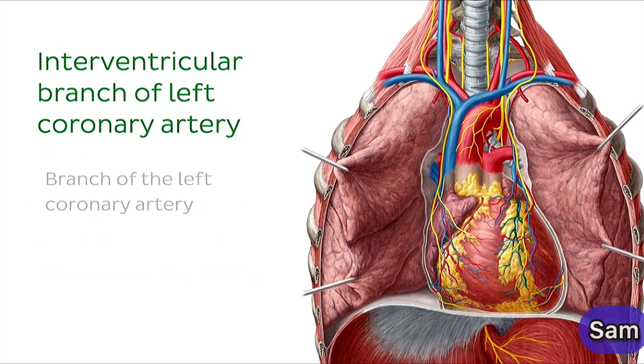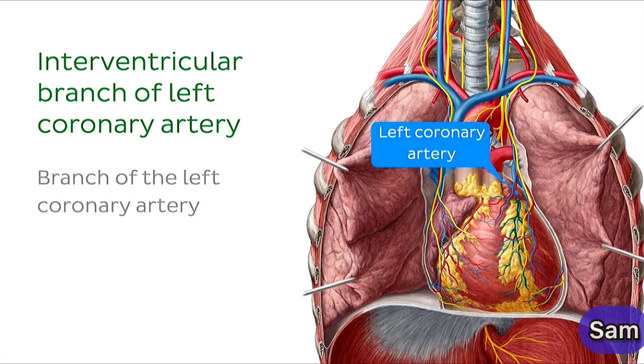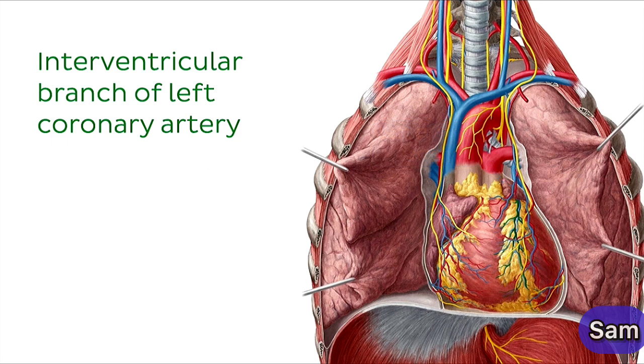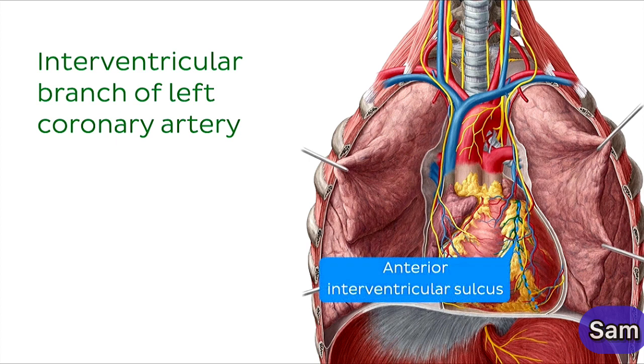It's a branch of the left coronary artery, which we can't see from this view, but it would be located around about here. And we mentioned the interventricular branch of the left coronary artery earlier when we talked about the anterior interventricular sulcus, which is where you would find this artery snugly fitting right between the two ventricles.